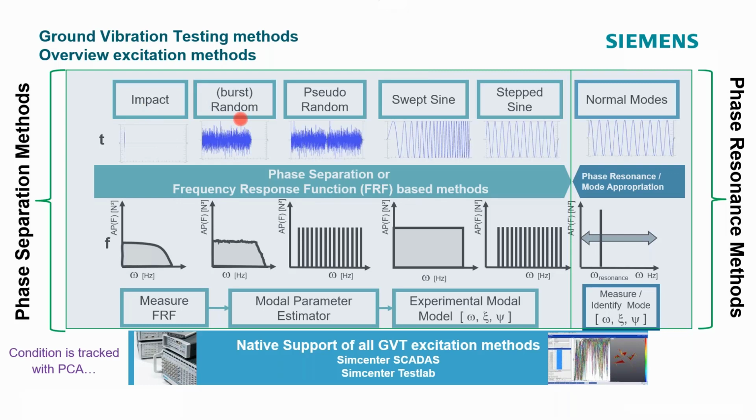Probably one of the most popular for mobile testing is burst random. It's a periodic type random signal. Another one to choose from is pseudo-random, and I'm going to highlight this one in particular because there are some nice benefits with this method for generating a nice, good quality transfer function. And then we have swept sine and step sine, which are used mainly in the aircraft industry, but there are other applications for that too.